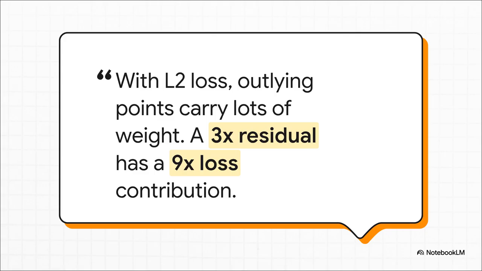And here's the crucial thing to understand. By squaring the error, L2 loss gets really angry about big mistakes. If your line is off by, say, 3 units for one data point, that single point contributes 9 units to your total error score. L2 has a very, very low tolerance for predictions that are way off base.